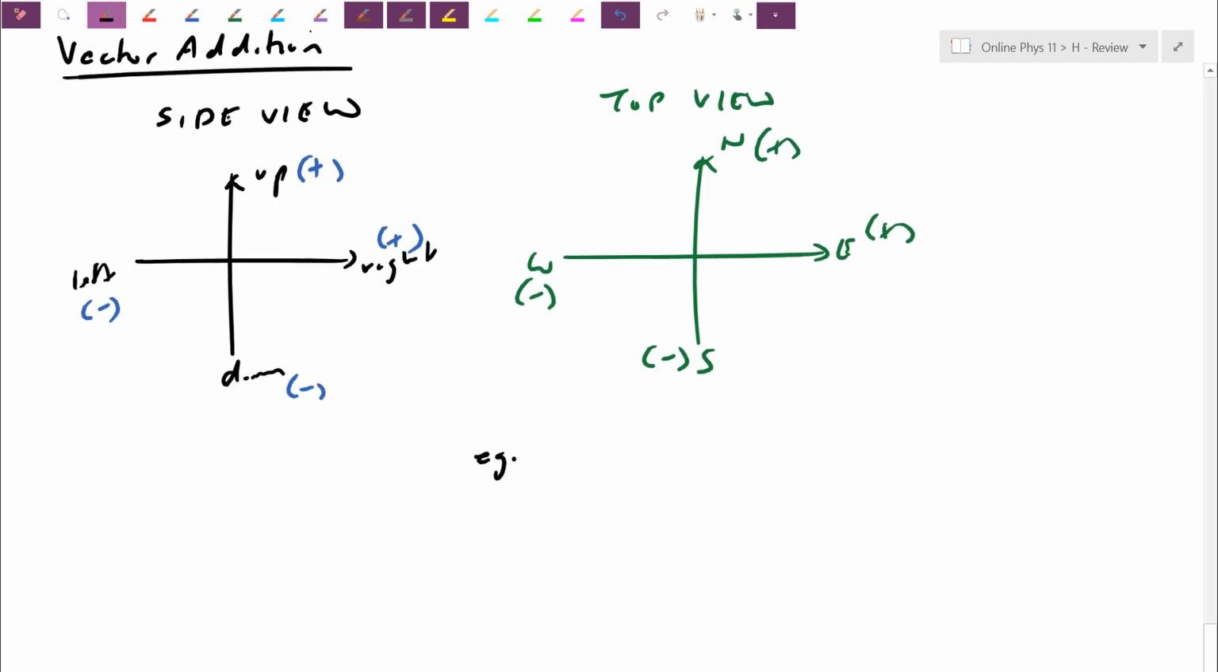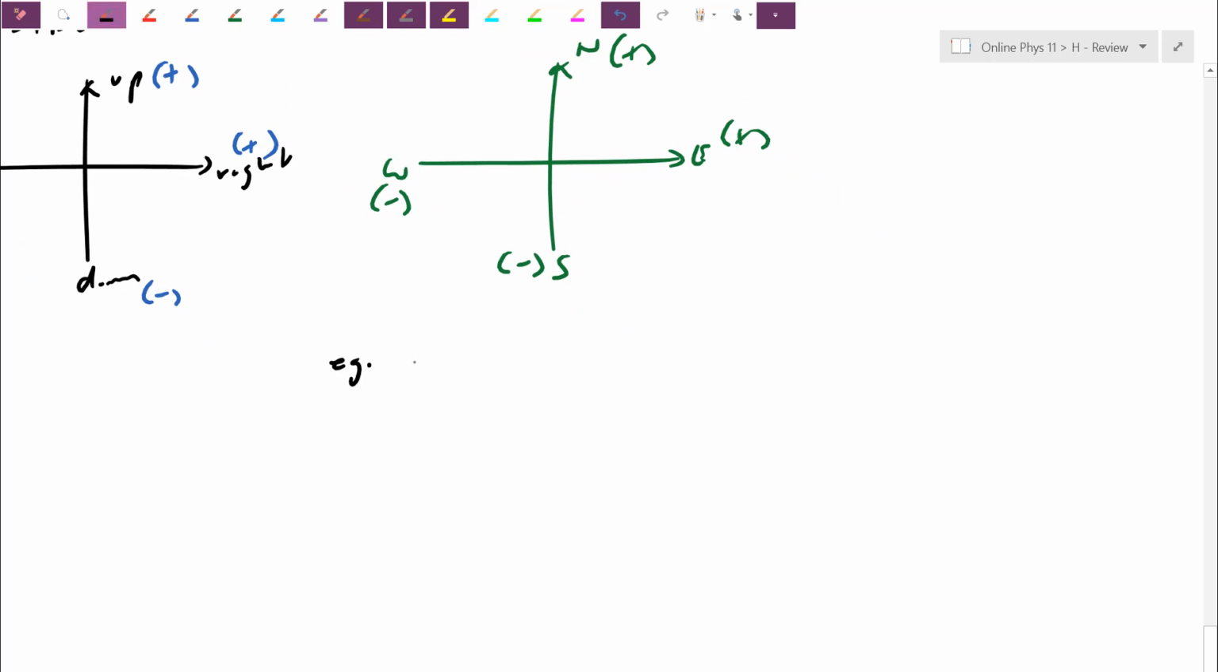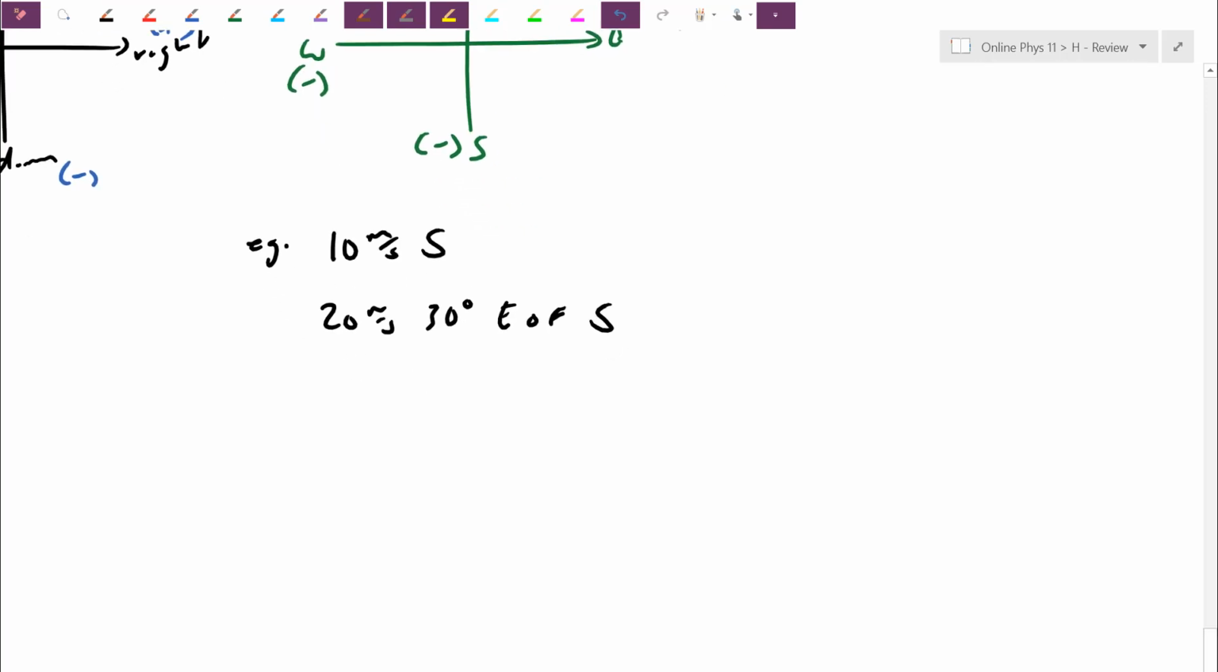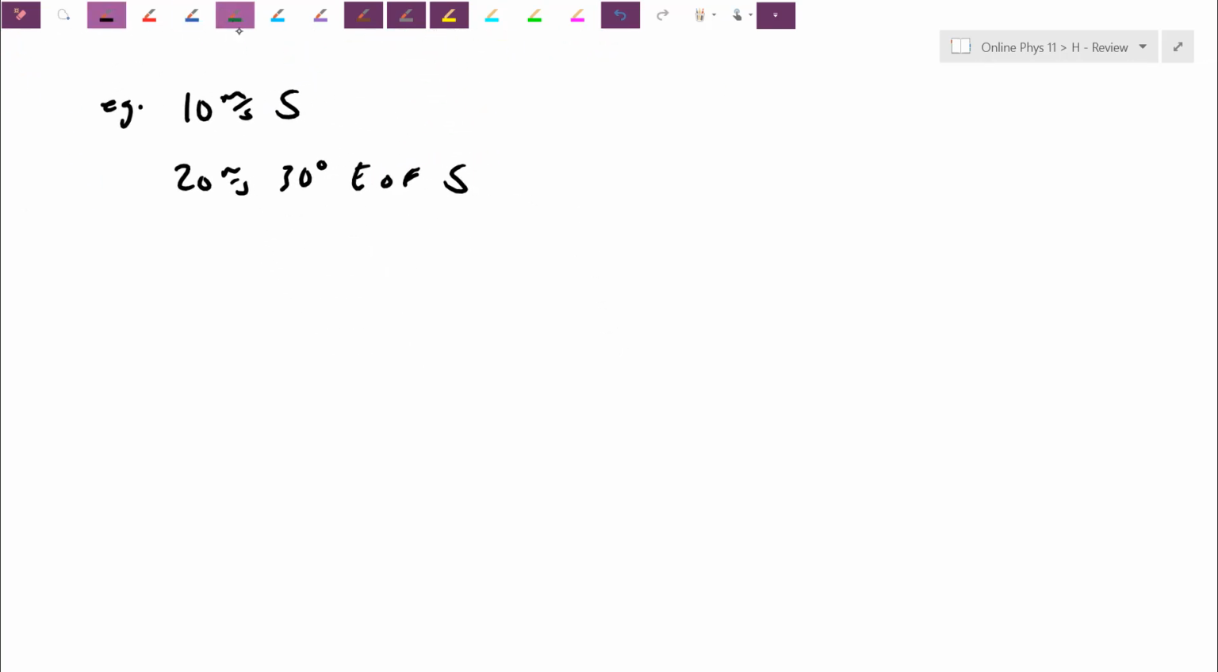Remember, vectors have to be added head to tail. Let's say I walk at 10 meters per second in the southward direction, and then I turn at 20 meters per second, 30 degrees east of south. So those are the two arrows I want to add to each other. Again, I encourage you to pause the video. You can try it out for yourself. We have north, east, south, west, so it's a top view problem.